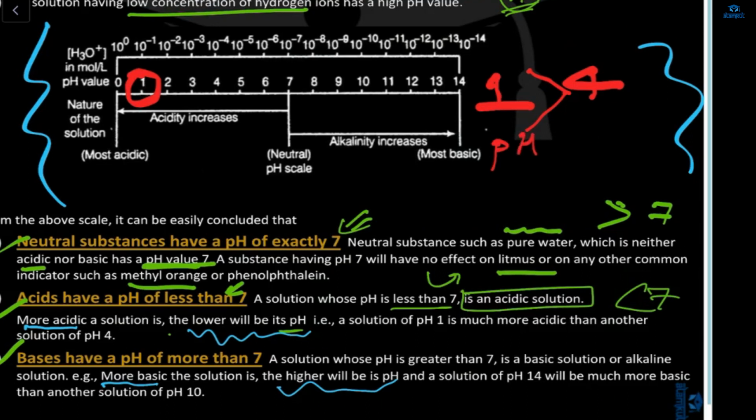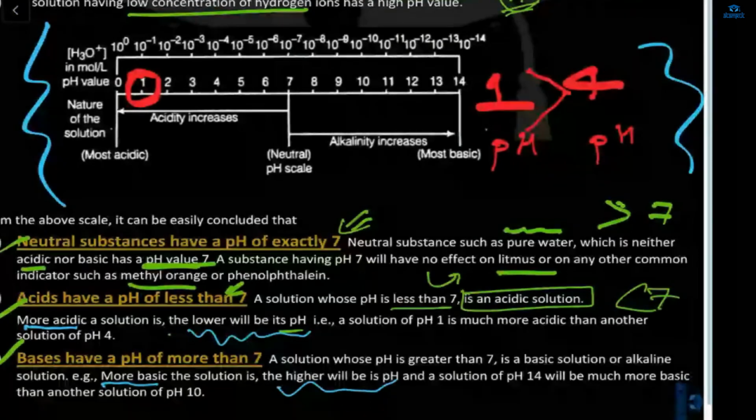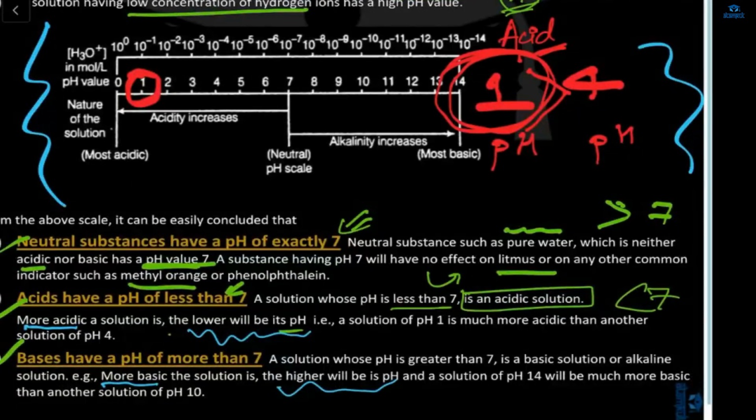This is your pH value and this is your pH value. So the pH value of one is less than the pH value of four, correct? Yes, ma'am. It means the lower one is the more acidic. You told that one has a stronger acidic property than four. So if one has a more acidic property than four, it means your pH value is low, because one is less than four.